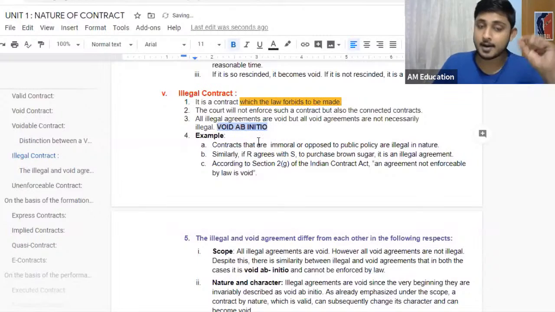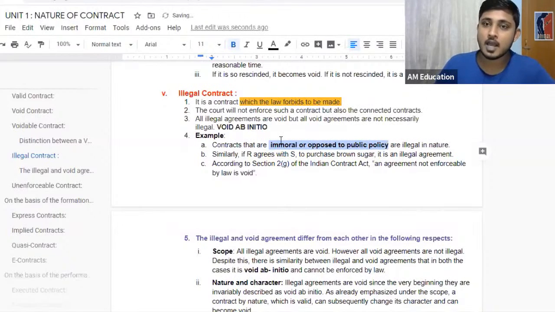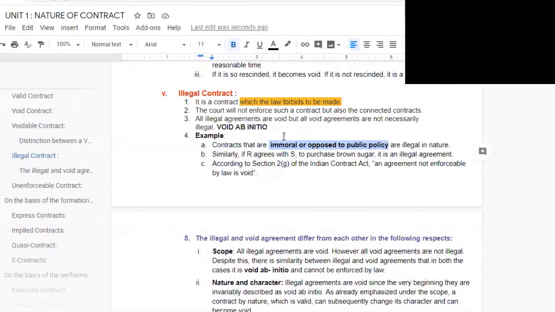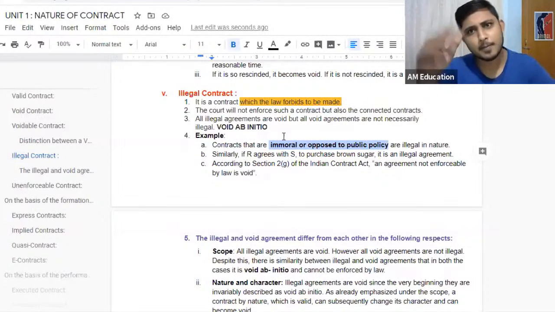Example, contracts that are immoral or opposed to public policy. Two words. What is immoral? If I'm hitting a dog with stones, what is that? Without values, ethic values, morals. Hitting a dog with stones or anything immoral hurts people watching that. And opposed to public policy: you hit people, kill people, run over people.